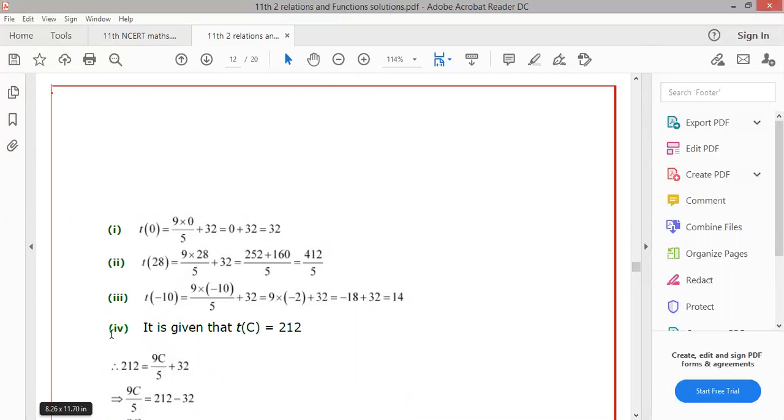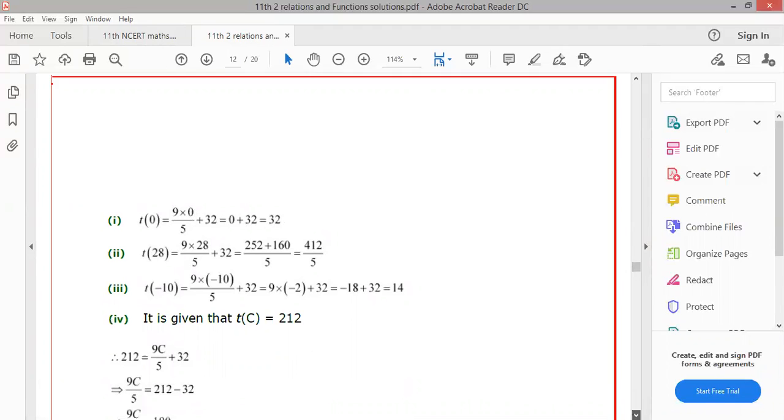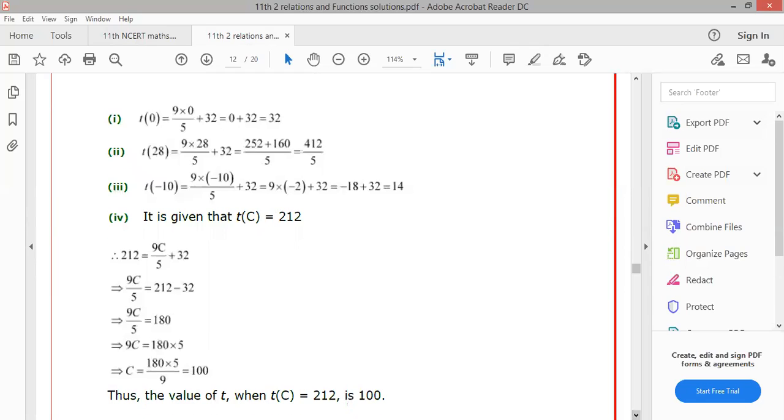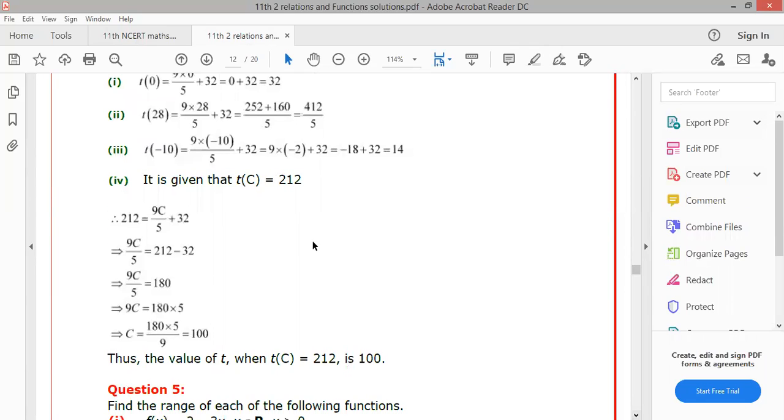But I would like to highlight here part number 4 of this. The question says we have to find the value of c, for which t of c is equal to 212. This time we are given t of c, so t of c is equal to 212, and the right hand side is unknown. So 9c by 5 plus 32 is equal to 212. We will arrange the terms and we will get at the end c is equal to 100. Okay. So this way we can solve this.